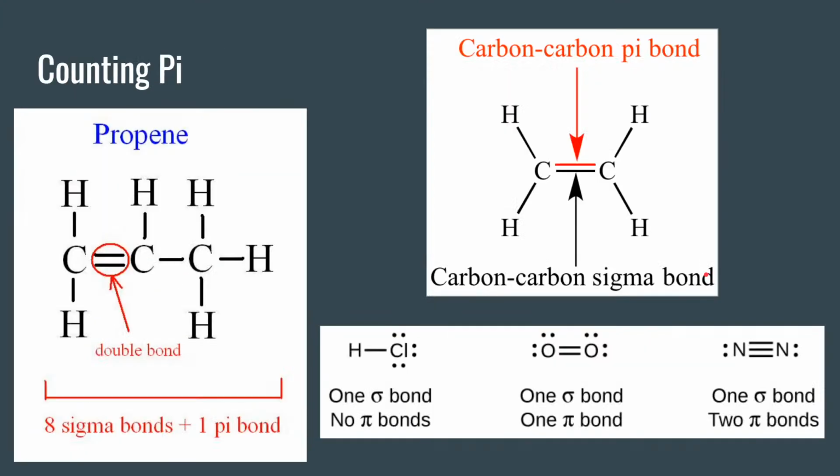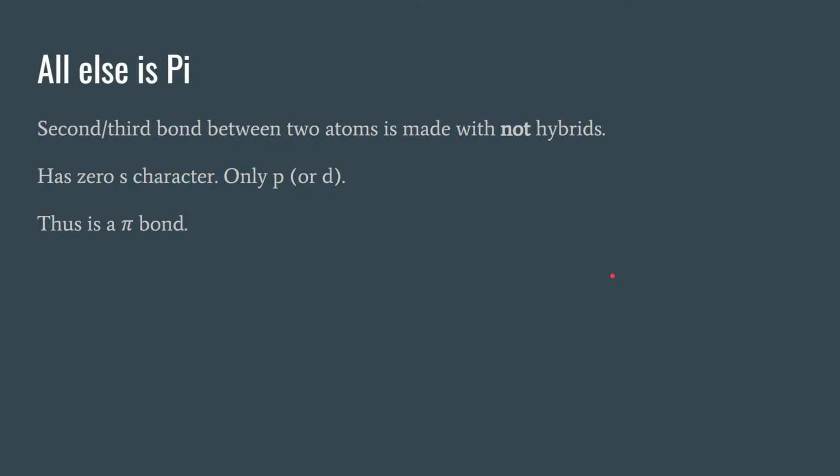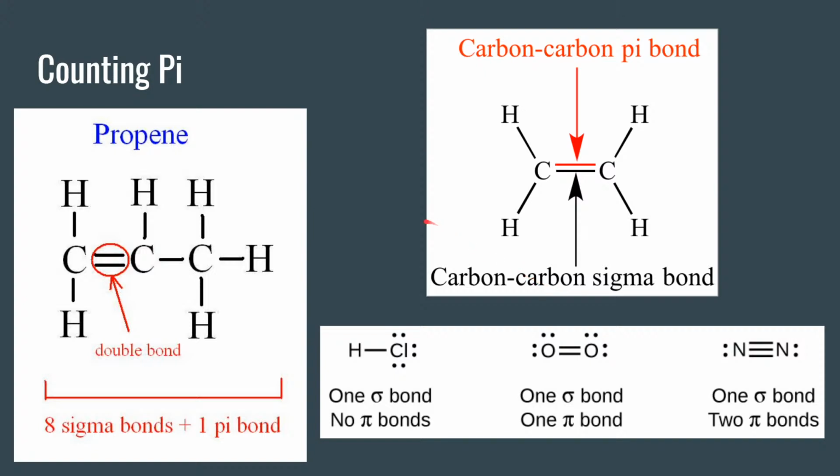Just a little bit of review. Hybrid orbitals are always going to be sigma bonds, because they have s character to them. They mix in those s orbitals. That's why we call them sigma. The second and third bonds only have p or d, and therefore we call them pi bonds. So you can count the number of bonds, and you can know how many sigma and pi bonds there are in a molecule, and that has real physical consequences for your molecule.